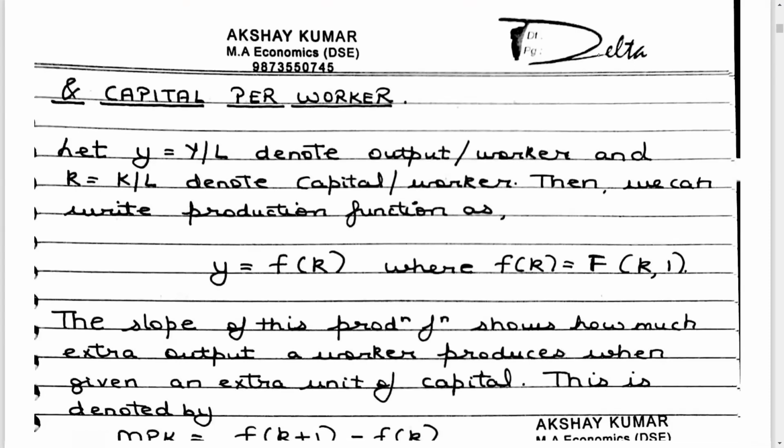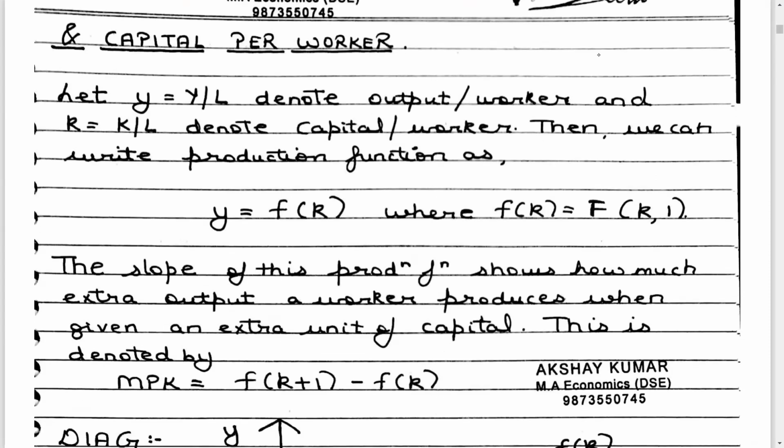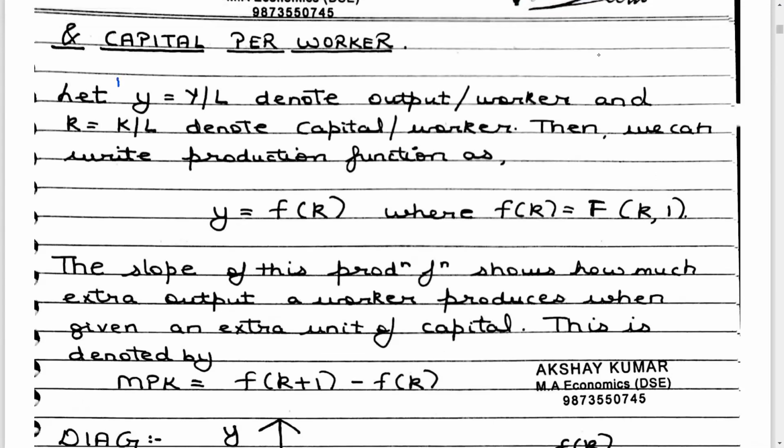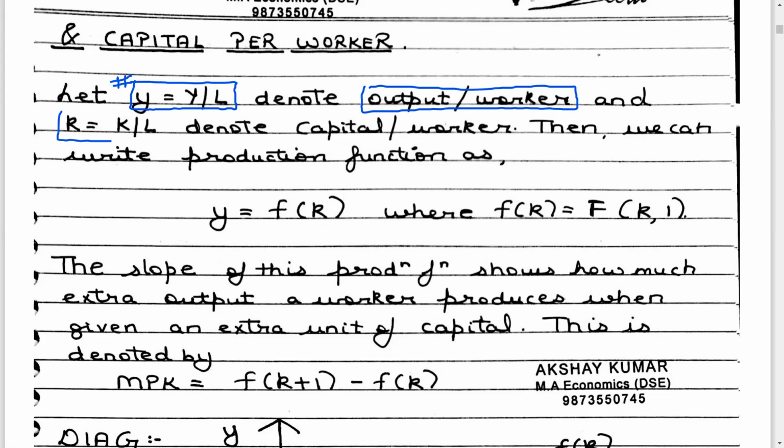Now you can clearly see, so we are digging deeper into the model. Let small y, which is capital Y by L, denote the output per worker, and small k, which is capital K by L, denote the capital per worker. So on our screens, we have small y and small k. Small y is output per worker, small k is capital per worker.